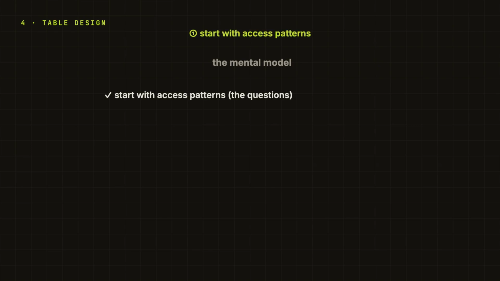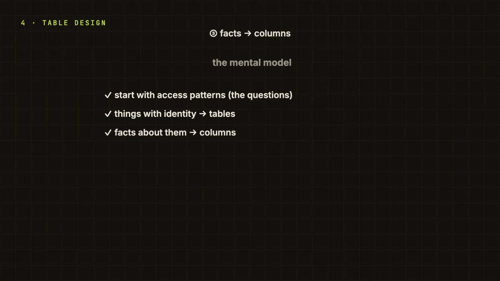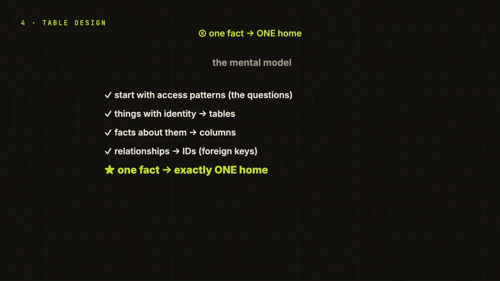So the mental model is simple. Start with access patterns. What questions does the app need to answer? Then find the things with identity. Those probably become tables. Put facts about these things as columns. Write relationships using IDs. And keep asking one question. Does this fact have exactly one home? Because when one fact has many homes, updates become lies. That is the whole point of this video.